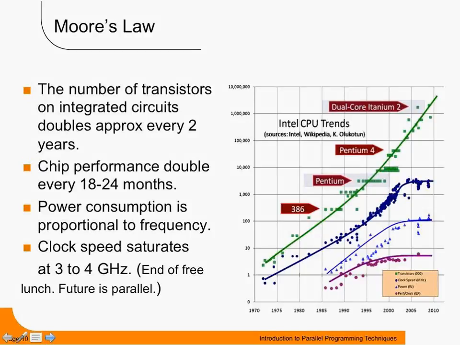Because the clock speed is saturated, the important thing is that you need to think in terms of parallelism, and how to program for it. In the graph you also see the performance per clock. It is also saturated, so it is not going further up. You get more and more transistors, but you see the clock frequency is not going to increase anymore.